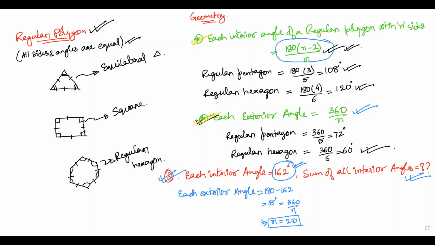Now, each interior angle of that regular polygon is 162 degrees, and we know the number of sides in that regular polygon is 20. So the sum of all the interior angles can be written directly as 162 degrees times 20, which gives us 3240. In this way, instead of using the interior angle formula, we can directly use the exterior angle formula to find the number of sides and then to find the sum of all interior angles for a regular polygon.